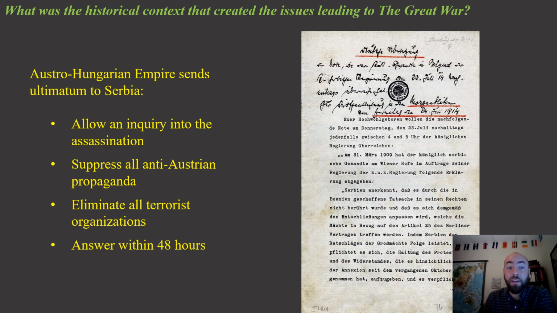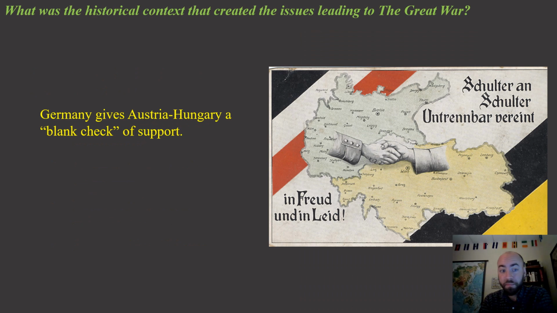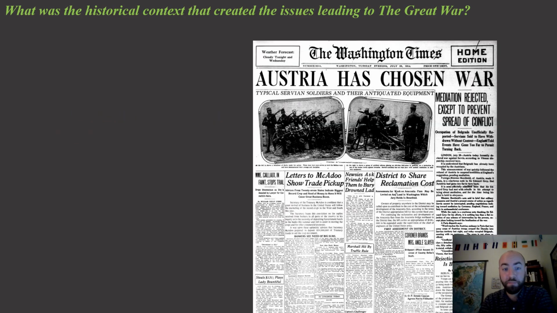And so Serbia had no choice but to reject the ultimatum, and they immediately turned to their allies, Russia, and said, "Hey, you've got to have our backs if something goes down here." And meanwhile, Austria-Hungary is doing the same thing. They're getting the backing of the Germans. The Germans give Austria-Hungary a blank check of support. Whatever goes down, we've got your back. And so we can see this alliance system is causing some problems.